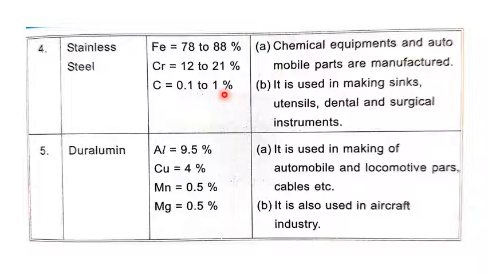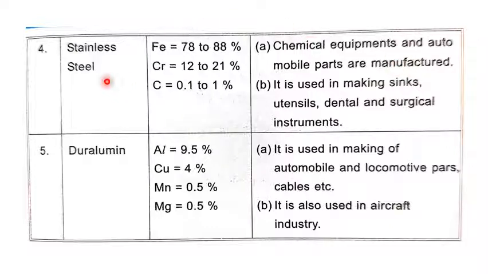Okay, what are the uses of stainless steel? Chemical equipment and automobile parts are manufactured from stainless steel, as we see. Next, it is used in making sinks. Recently in houses we see sinks made of stainless steel. Next, it is used in making utensils. In houses we mainly use stainless steel utensils. Next, it is used in making dental and surgical instruments. Different items are prepared from stainless steel.